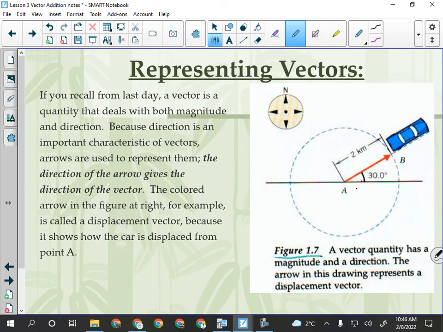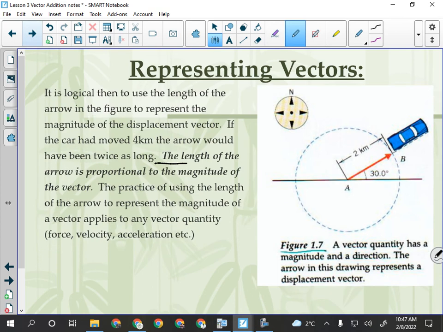Okay, so big things: the direction of the arrow gives the direction of the vector, and the length of the arrow is proportional to the magnitude of the vector. So if I had a 4 kilometer long vector, it would be twice as long as that arrow.